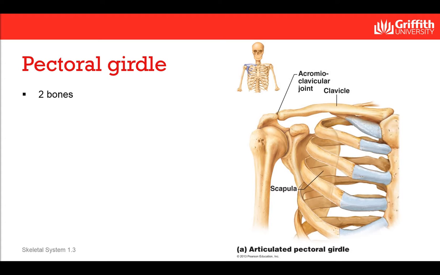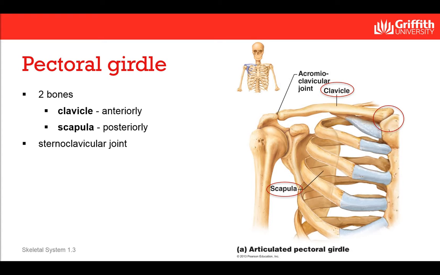The pectoral girdle is made up of two bones, the clavicle anteriorly and the scapula posteriorly. Pectoral comes from the Latin word pectoralis. The sternoclavicular joint is the joint of articulation between the sternum on the anterior chest and the clavicle. This is the only point of attachment of the shoulder girdle to the axial skeleton, as posteriorly the two scapula don't join together or attach to the skeleton.